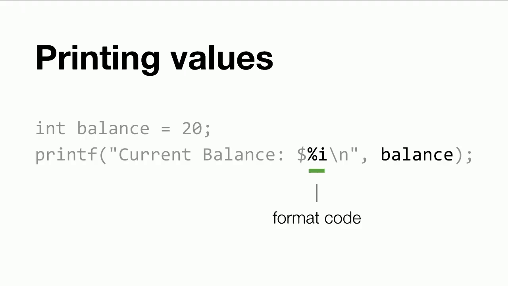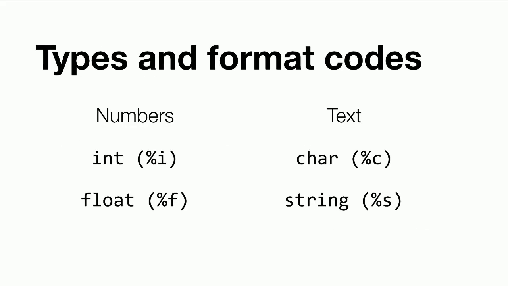So %i in this case, we're calling it a format code. This format code is basically acting as a placeholder that will be substituted with the value that we want to use. So in this case, balance is an integer, which is why we're using the format code %i as a placeholder, and then it will be substituted when it's printed with balance, the value of balance. There are different kinds of format codes you can use depending on the type of variable you have. And so that's just something to note if you're trying to print something out of a different type.